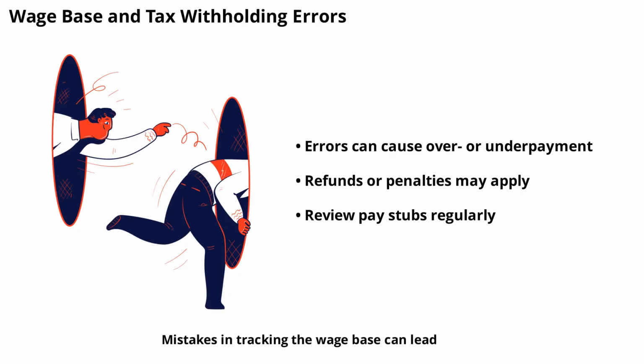Mistakes in tracking the wage base can lead to over or under withholding of Social Security tax. Overpayments can be refunded, but underpayments may result in penalties. Regularly reviewing your pay stubs and tax documents helps catch errors early and ensures compliance with tax laws.